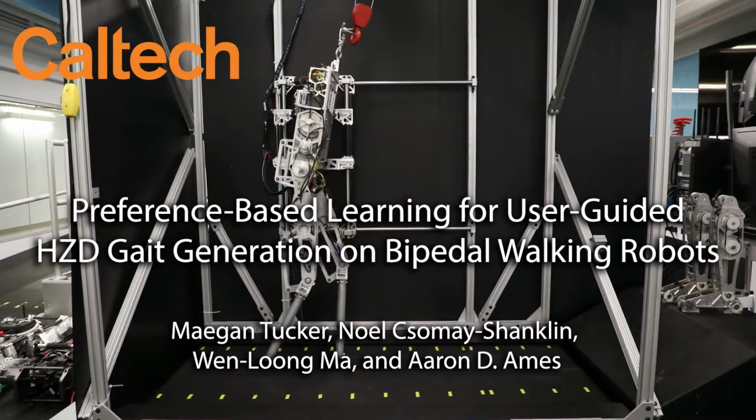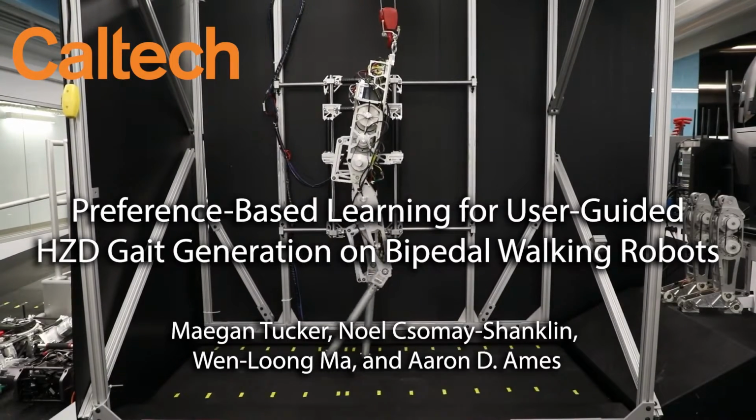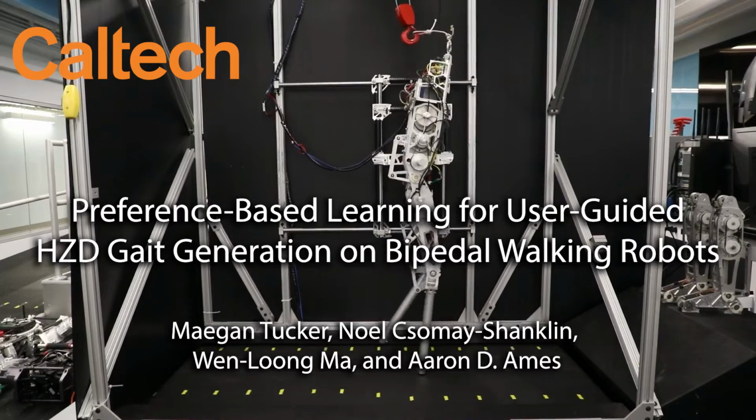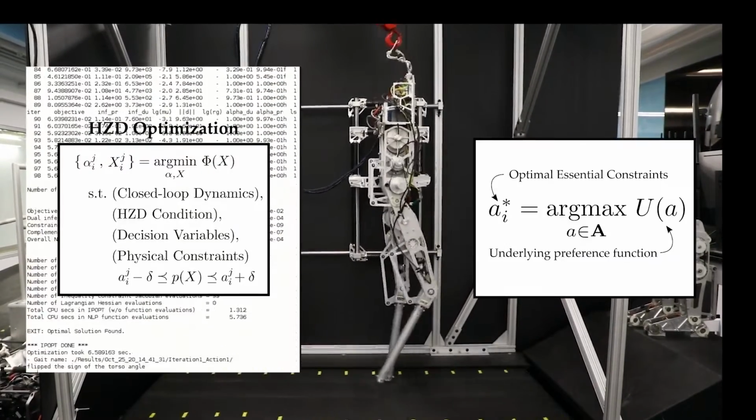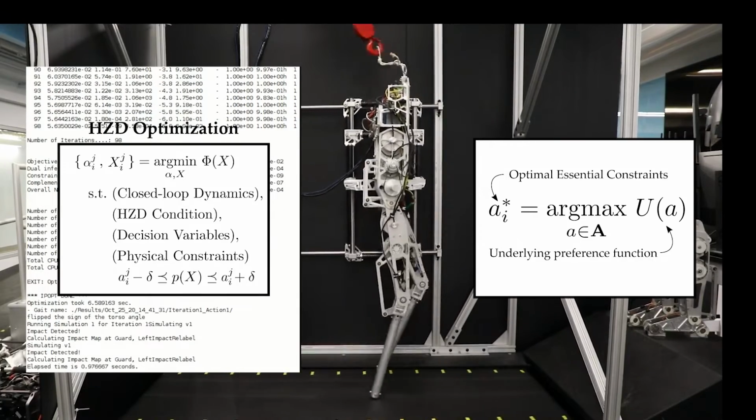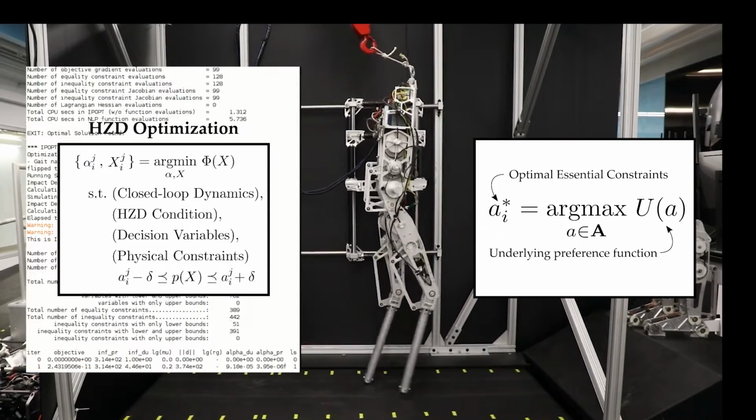This work presents preference-based learning for user-guided HCD gait generation on bipedal walking robots. We propose the use of preference-based learning towards identifying the essential constraints that optimize the underlying preference function of the human operator in as few iterations as possible.